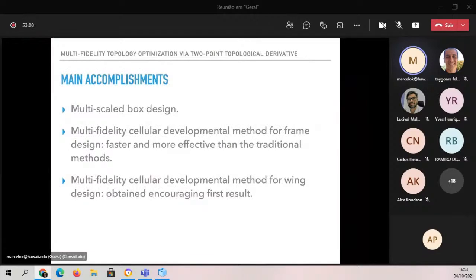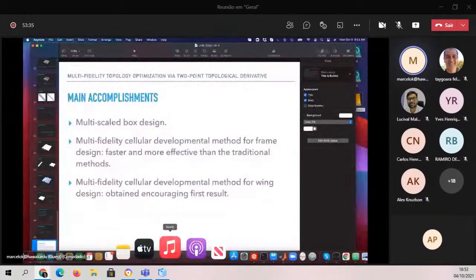So just to sum up the main accomplishments, we are starting now the multi-scale wing design. We have finished the box design, and we developed this multi-fidelity cell developmental method, first for frame design, that is both faster and more effective than the traditional methods. And now we are very encouraged by the first results that we obtained extending that for wing design. And that's what I have, folks.